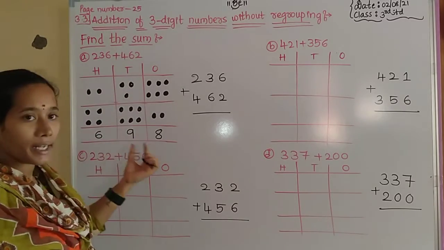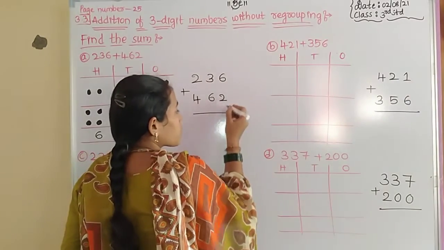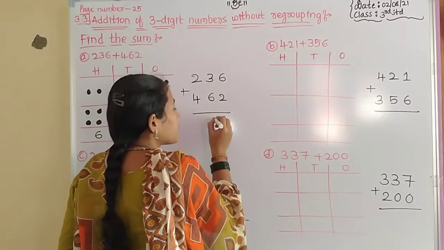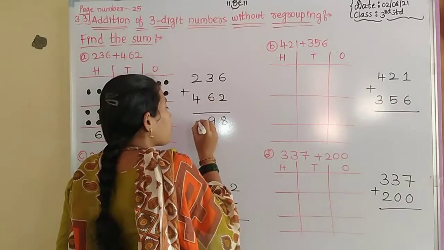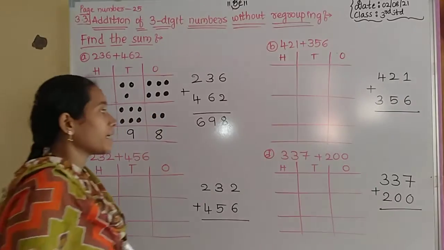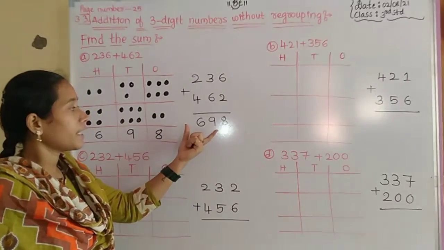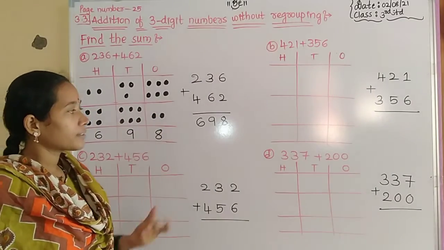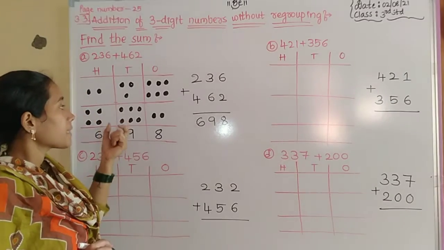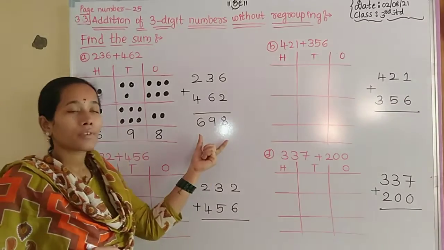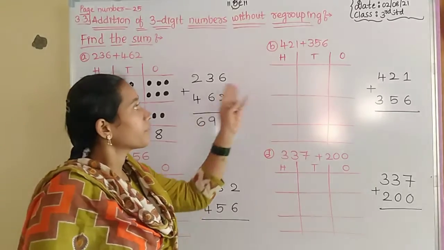That means 698. Here also, 6 plus 2 is equal to 8, 3 plus 6 is equal to 9, 2 plus 4 is equal to 6. The number name is 698. In both cases we get the same sum, with the representation of the positions and with the digits.